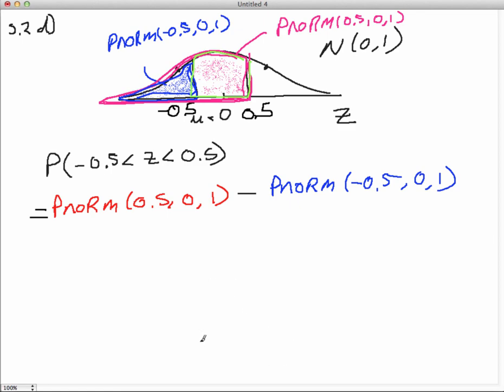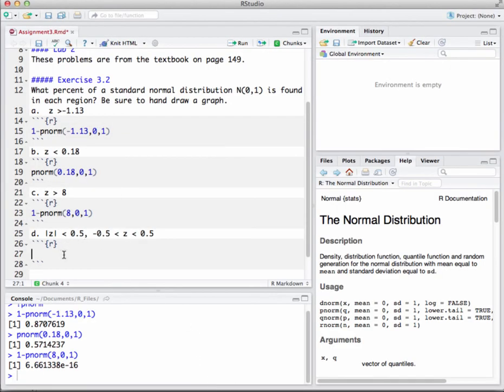So let's go back over to RStudio and actually do that. We're going to need two pnorm commands. First put in the bigger one. The bigger area is going to be pnorm of positive 0.5, 0, 1. Not by 2, Mike, by 1. There we go. And then subtract from that the smaller area, which is pnorm of negative 0.5, 0, 1.